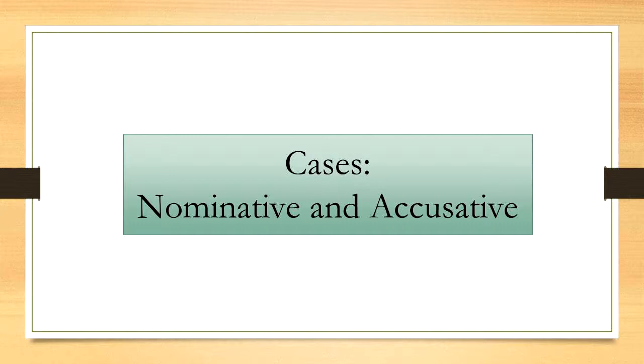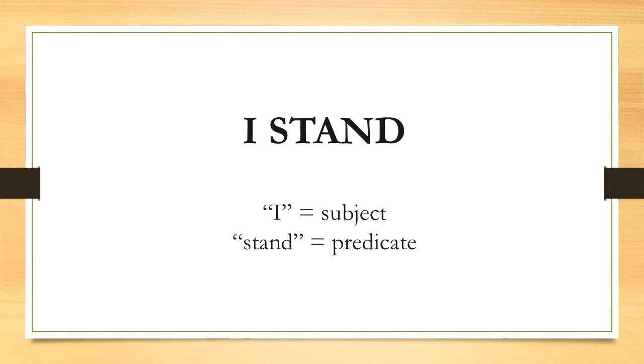Latin is what we call a case-based language. This means that the spelling of a word changes depending upon how the word is used in its sentence. Specifically, it is the ending that changes when the grammatical use of a word is different. To understand this practice, we have to do a little bit of English grammar review.